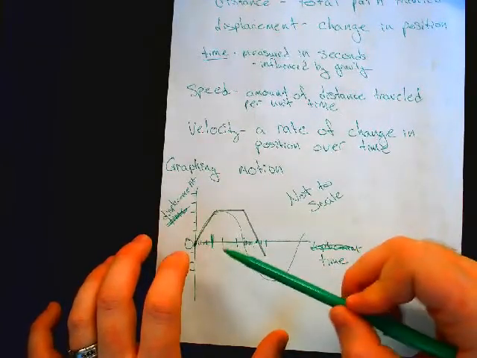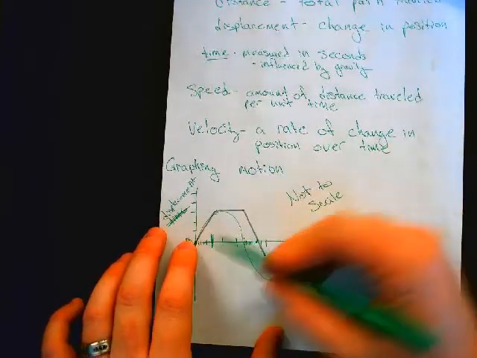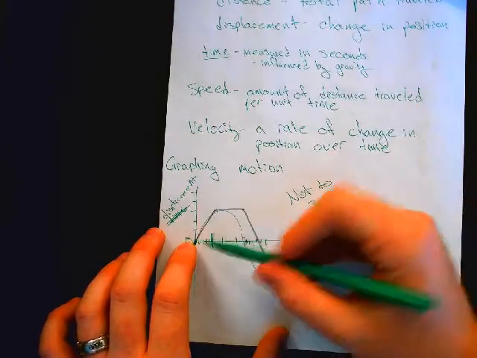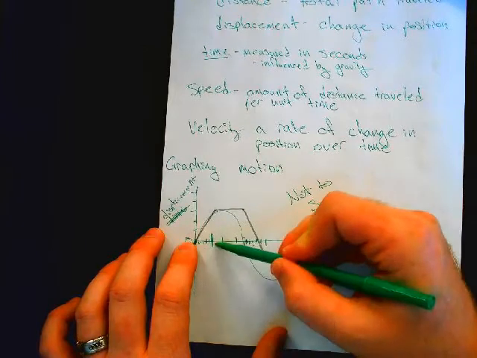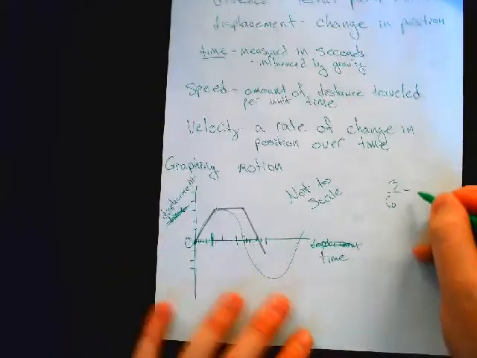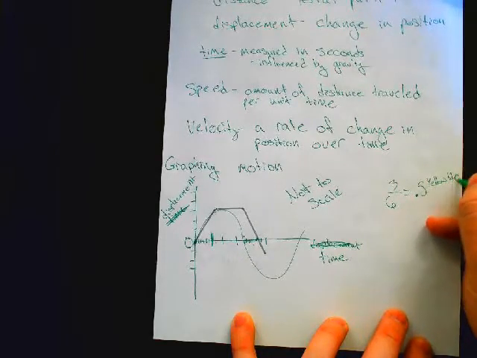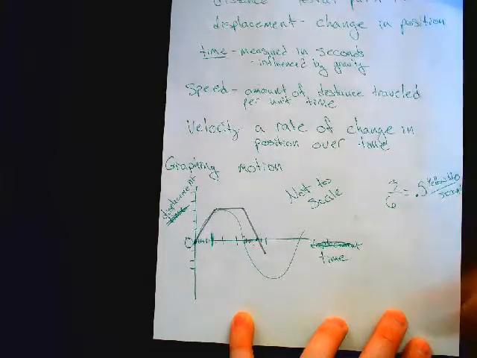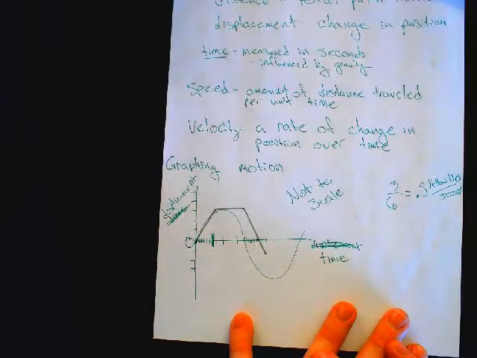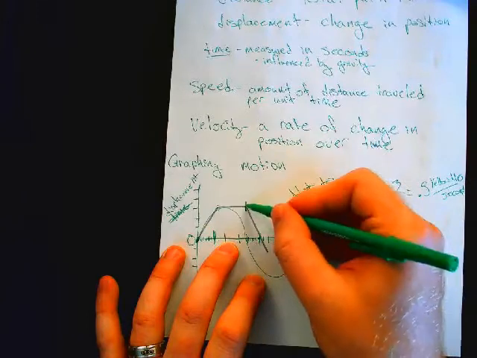I can also, however, find velocity and speed. I can find velocity by looking at each segment and recognizing that velocity is a rate of change in position over time. My position changed by 3 yellow tiles over 6 seconds. So 3 over 6, I have 0.5 yellow tiles per second, which roughly equates to, I imagine, about a meter a second. Okay? Then if I look at this position, what's my velocity going to be here?